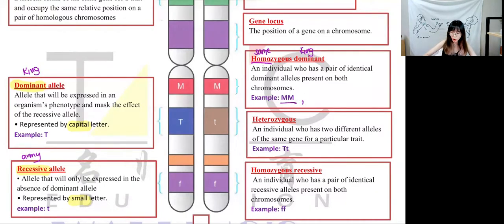Two big M, or two big T, two big G also can. Your choice, guys. Any alphabet that you prefer also can, as long as they are capital letters. It must be the same, because they are the same. It's called homozygous dominant. It needs to be the same: big M, big M; big T, big T; big G, big G.